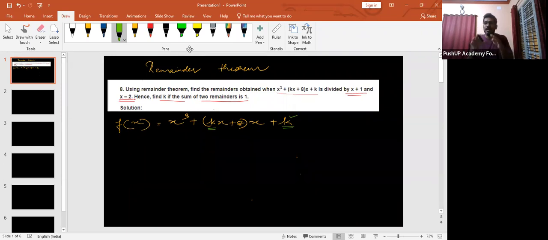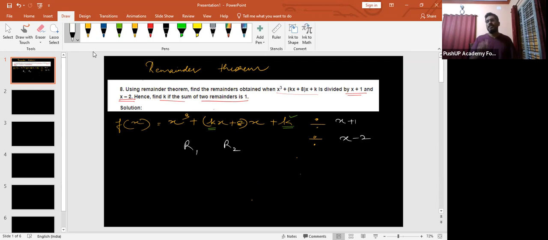Then they have given you a condition. That is, you have to find the value of k when the sum of the two remainders is 1. That means when you divide this polynomial, children, with x plus 1, you will get the first remainder r1, isn't it? When you divide the same polynomial with x minus 2, you will get the second remainder, which is r2. Now, what is the condition to be followed? When you take the sum of the first remainder and the second remainder, it should be equal to 1.